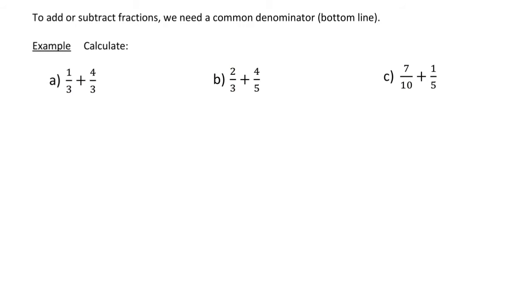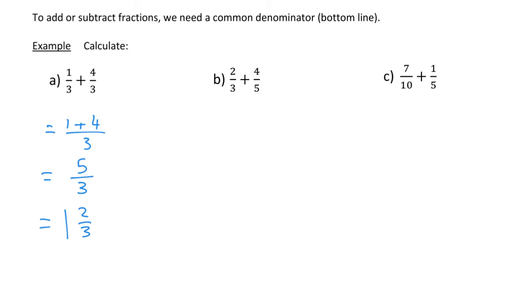Having looked at these, the next three examples are going to be pretty straightforward. We need to calculate 1/3 plus 4/3. So we add the numerators only. That's 1 plus 4 over 3, which is 5 over 3, a top-heavy fraction, which we should leave as 1 and 2/3.